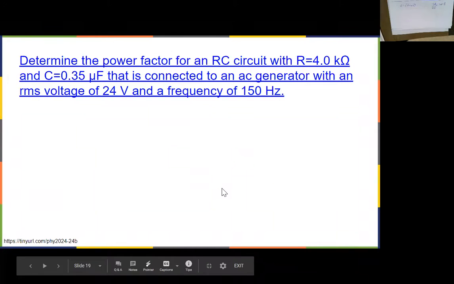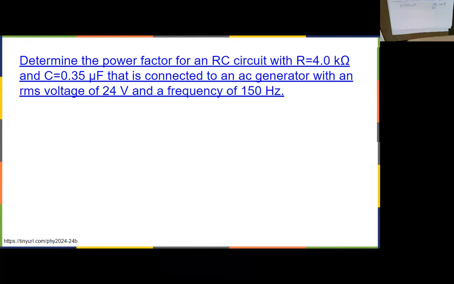All right, so we can take a quick look at the power factor here. In this case, it says determine the power factor for an RC circuit with R equal to 4.0 kilo ohms and C equal to 0.35 microfarad that is connected to an AC generator with an RMS voltage of 24 and a frequency of 150. All right.